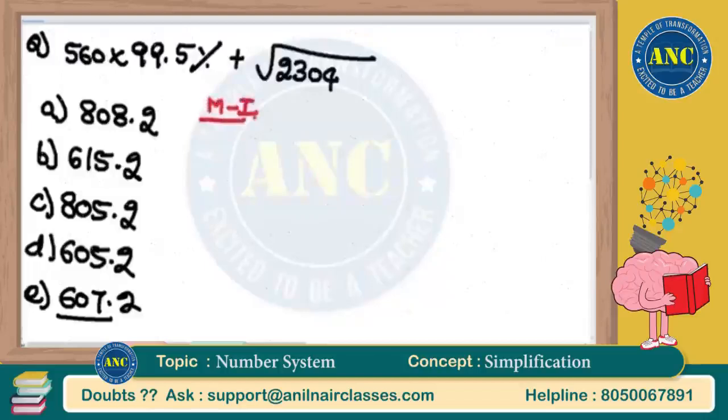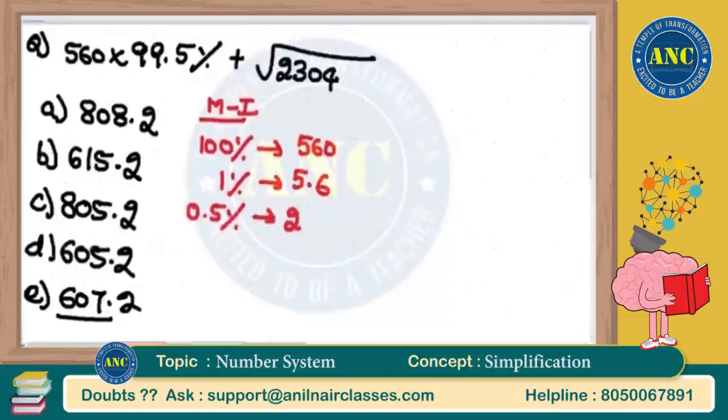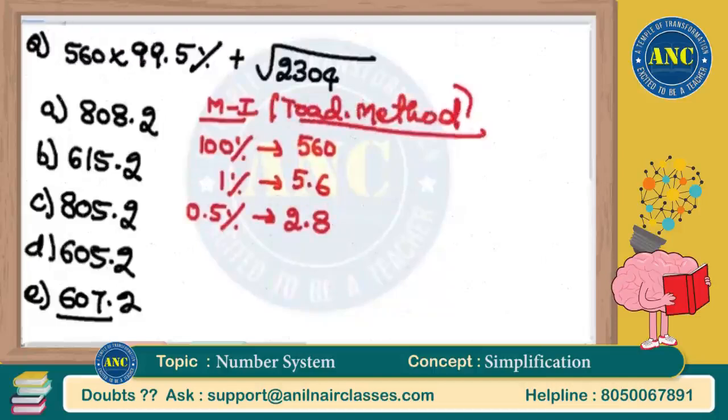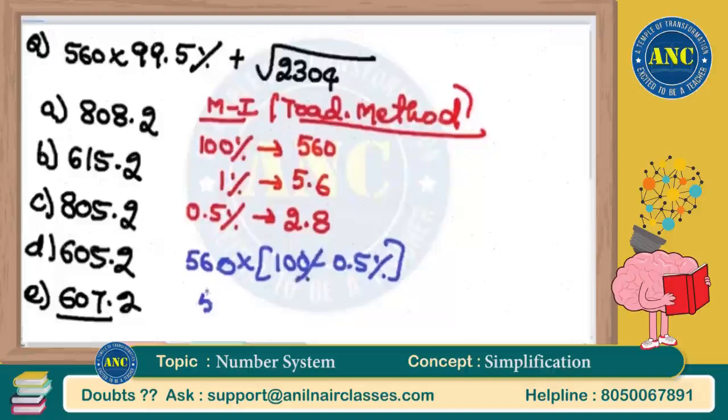Method 1. How will students solve this question? Let us see. 100 percentage is nothing but 560. 1 percentage is nothing but 5.6. 0.5 percentage, half of 5.6, is 2.8. This is the traditional method, then I will discuss the optimal method. You will find the traditional method everywhere, but if students want to learn concepts, you have to listen to my class. 560 into 100 minus 0.5 percentage: 100 percentage is 560, 0.5 is 2.8.